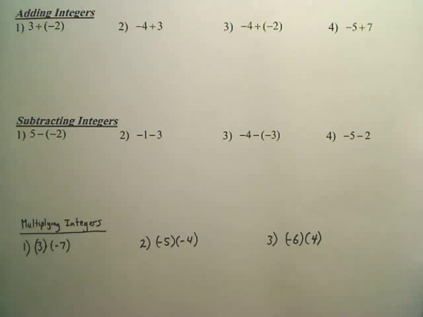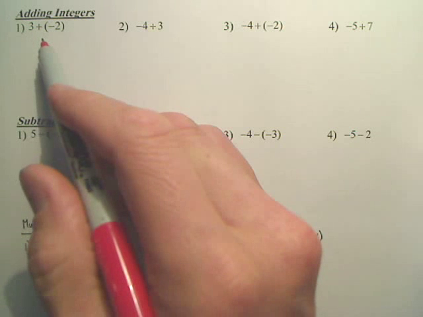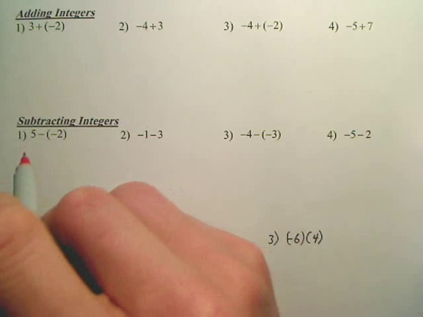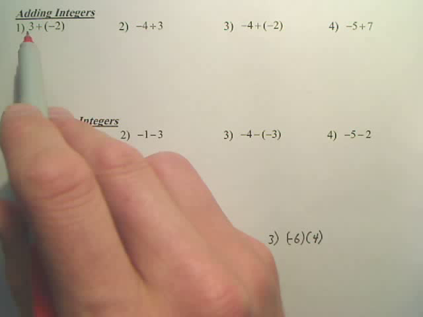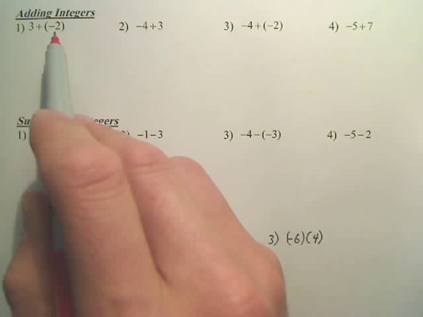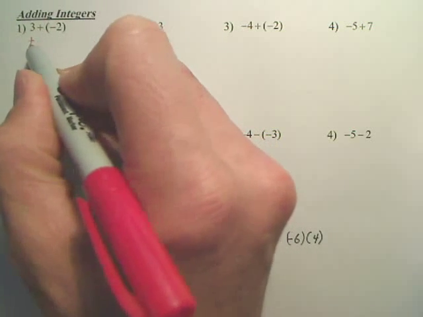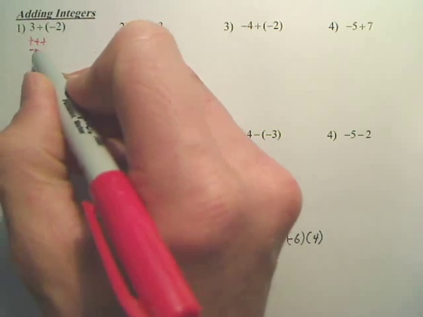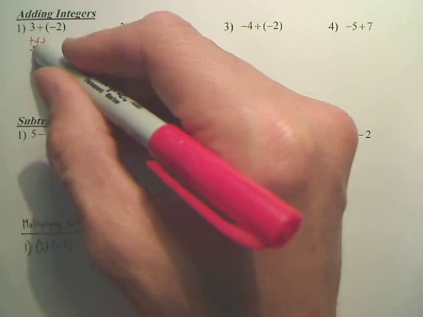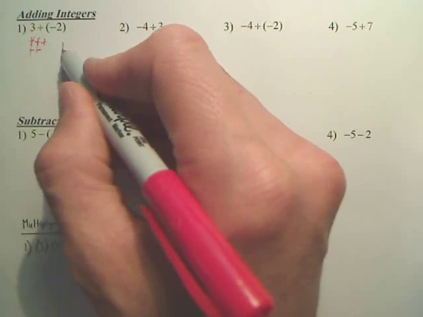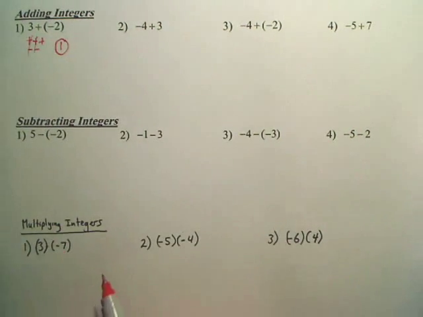When you add integers, integers are positive and negative whole numbers. Basically, think of this as 3 bad, 3 good, 2 bad. 3 good, 2 bad. Who's going to win? Who has more? The good. Because basically these cancel out, leaving you 1 good.